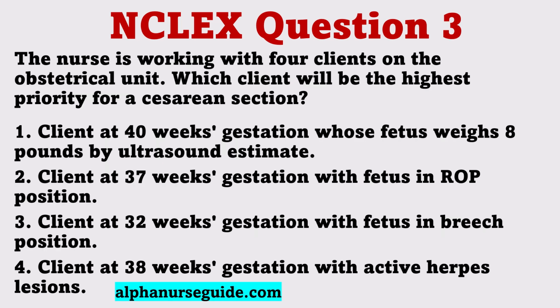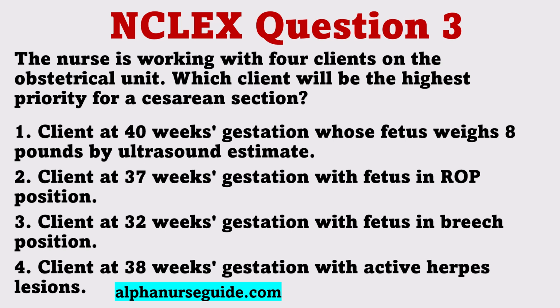The nurse is working with 4 clients on the obstetrical unit. Which client will be the highest priority for a cesarean section? 1. Client at 40 weeks gestation, whose fetus weighs 8 pounds by ultrasound estimate. 2. Client at 37 weeks gestation with fetus in right occiput posterior position. 3. Client at 32 weeks gestation with fetus in breech position. 4. Client at 38 weeks gestation with active herpes lesions.